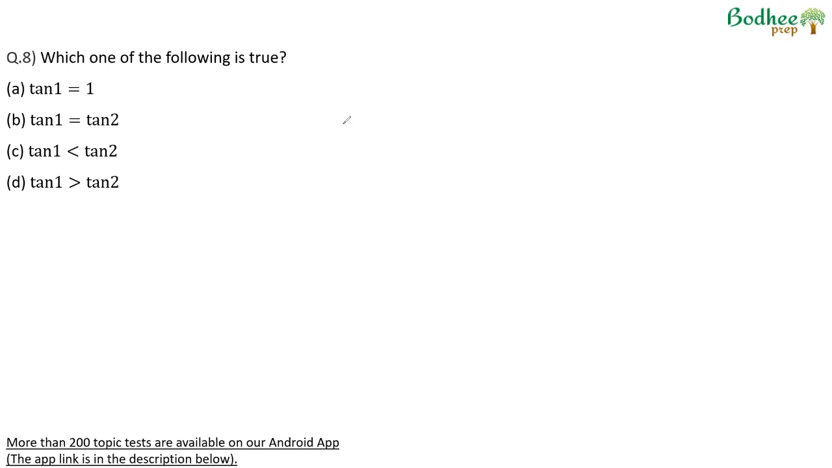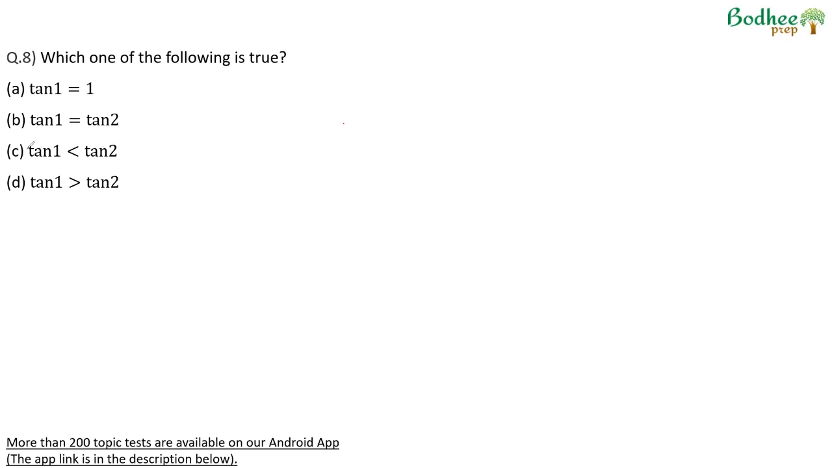Now we know that tan 45 degree is 1, and 45 degrees is 45 by 180 times pi, which is pi by 4. Tan pi by 4 is 1, so tan of 1 will not be 1.